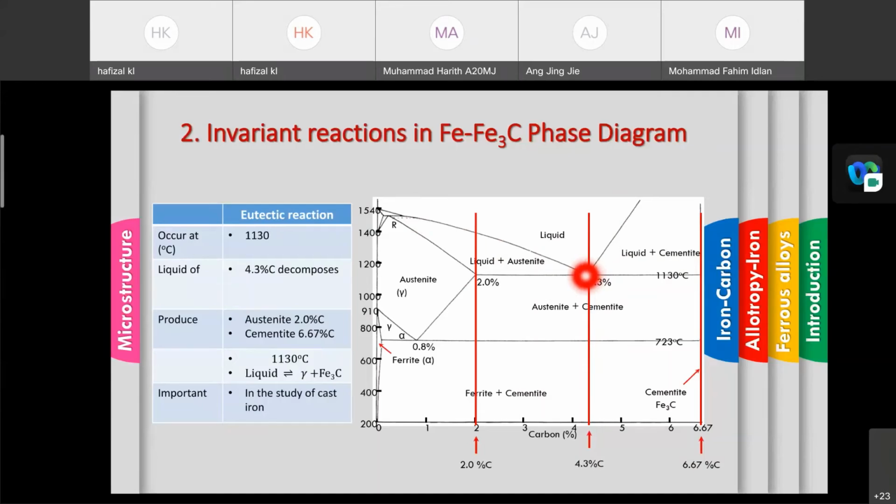liquid. Then we can see the production of austenite at this point, and also cementite at this point. There is a eutectic point here, where the liquid transforms to austenite and cementite. The importance of this study is that it involves the area of cast iron, the cast iron region.